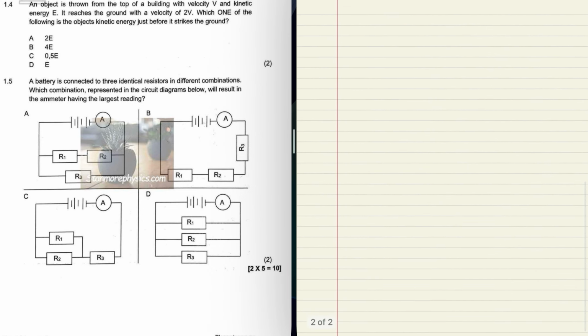Let's take a look at question 1.5. A battery is connected to 3 identical resistors in different combinations. Which combination represented in the circuit diagram below will result in the ammeter having the largest reading? Now, in all 4 cases, the ammeter is reading the total current. So what we need to do here is identify the option that's going to give us the lowest resistance. Remember, resistance is inversely proportional to current. So if we want the highest current, we must choose the one that's going to give us the lowest resistance.